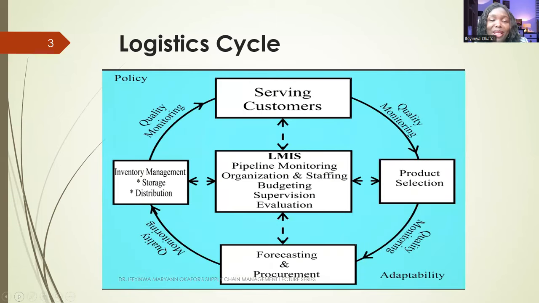We have the logistics cycle. I'm sure by now you must be familiar with this diagram. You see where we have procurement, forecasting and procurement, immediately after product selection. But you should remember that at the center of our logistics cycle, we have the logistics management information system, and we have quality monitoring at every stage of the system.